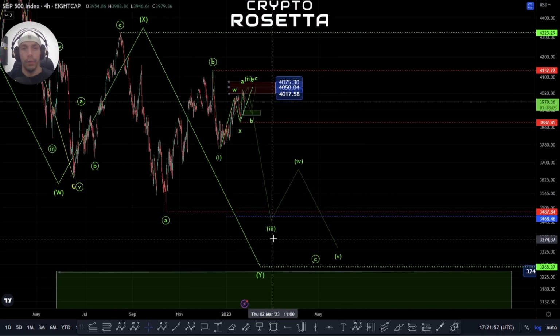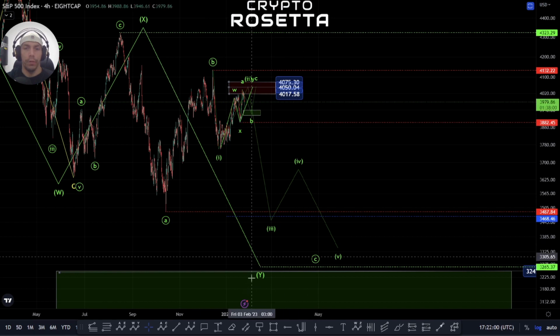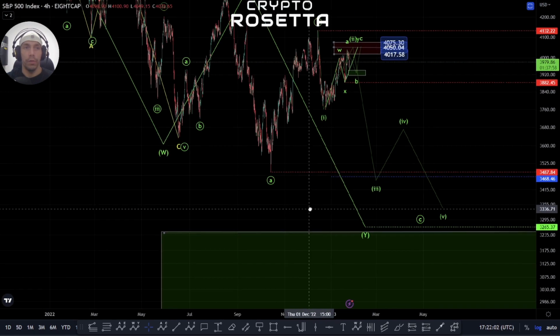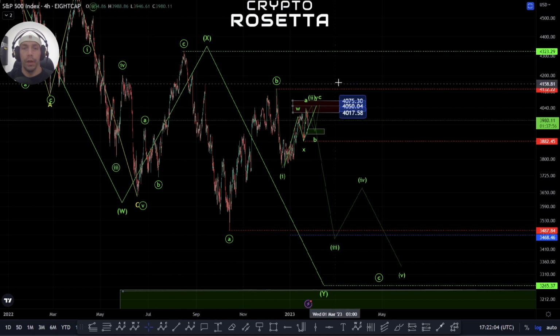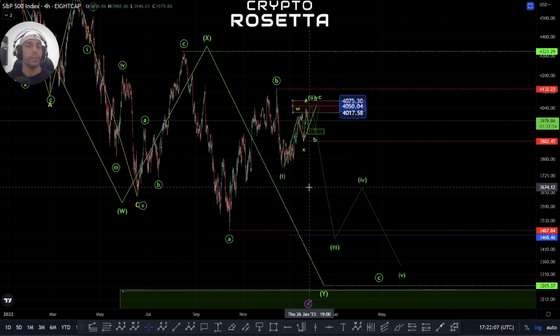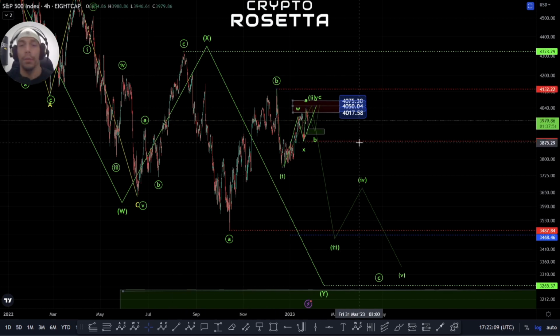So if we do look to move down here, it is possible we could actually have a 5-wave move and look to test some of these zones, and that would actually then sort of tie up with this WXY. So like I said, this is my primary expectation.